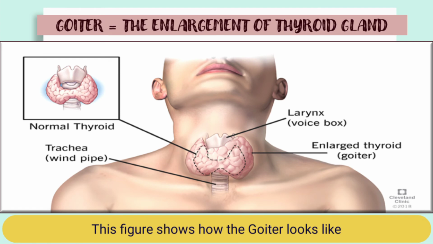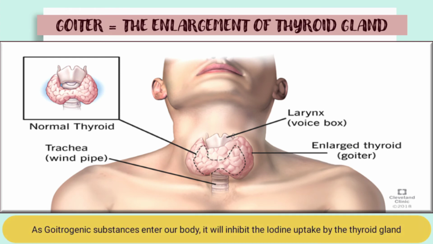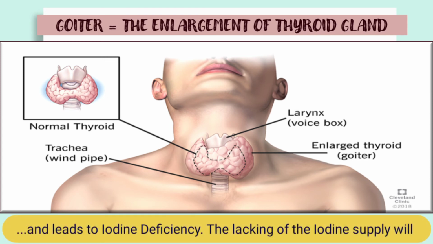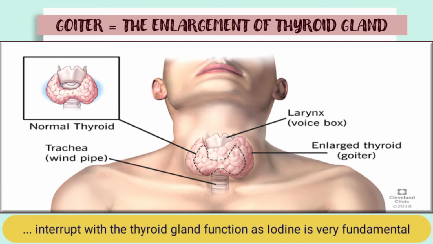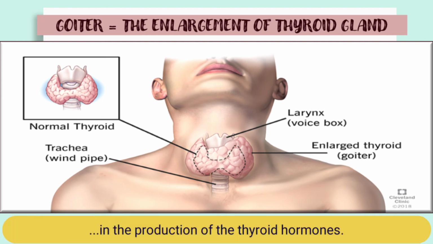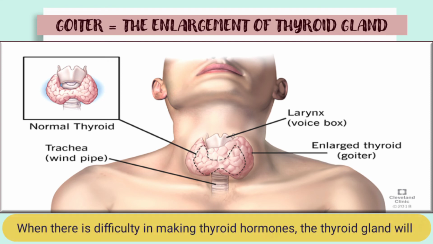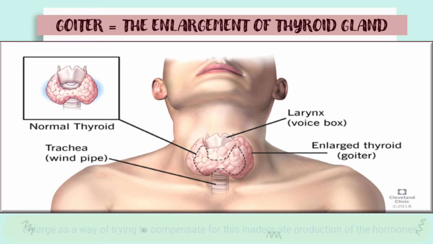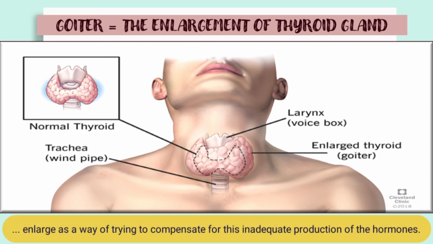This figure shows what a goiter looks like. As goitrogenic substances enter our body, they inhibit the iodine uptake by the thyroid gland and lead to iodine deficiency. The lack of iodine supply will interrupt the thyroid gland function, as iodine is very fundamental in the production of the thyroid hormones. When there is difficulty in making thyroid hormones, the thyroid gland will enlarge as a way of trying to compensate for this inadequate production of the hormones.